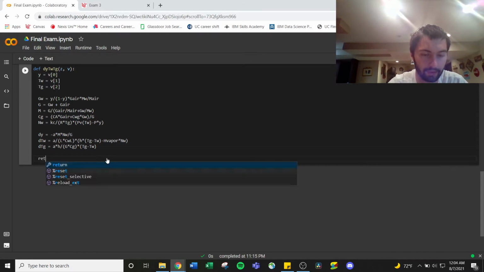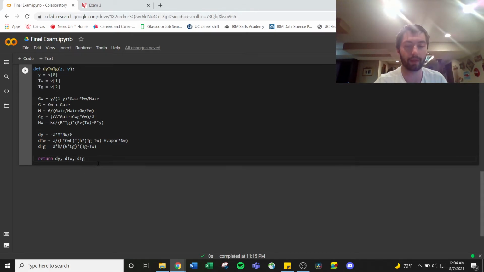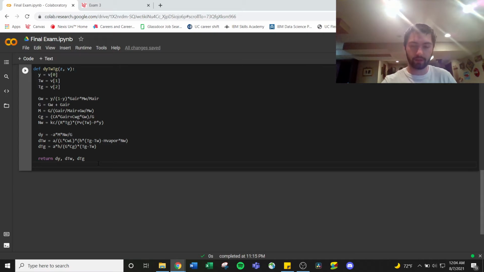Now we have all three of our differentials, and that's what we want to return. The important part is the order we return it in, so we want to make sure we return it in the same order that we call on them in the function. So dy first, dtw second, and dtg finally. Alright, so now we're out of that function.